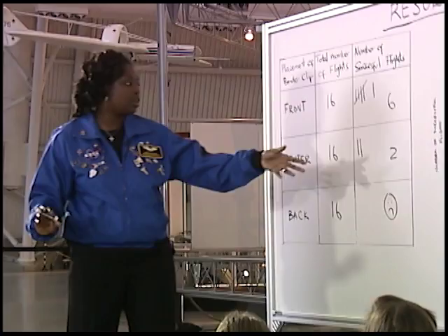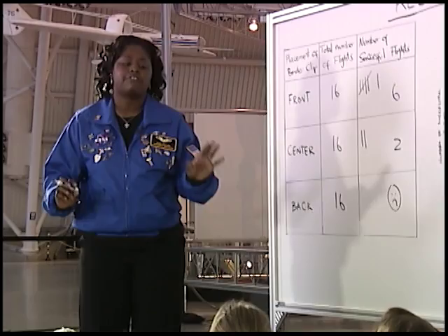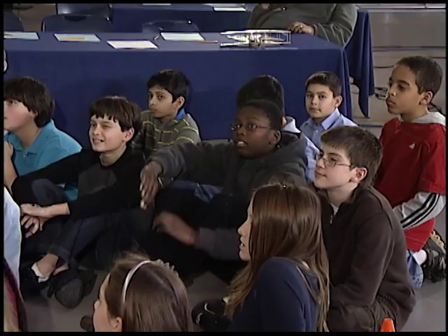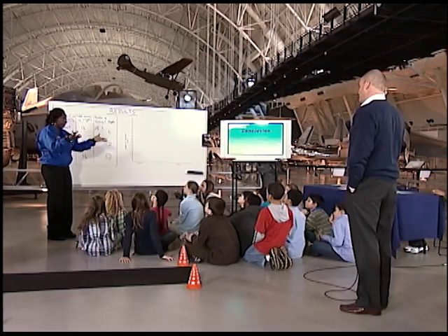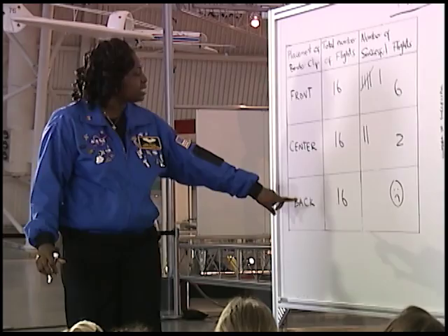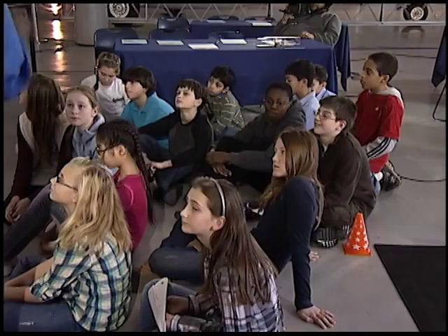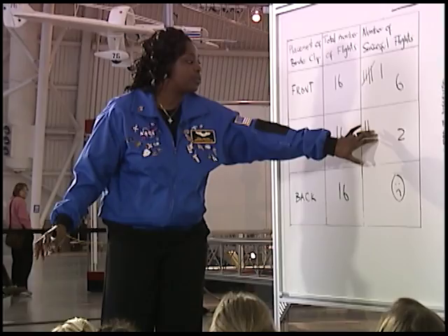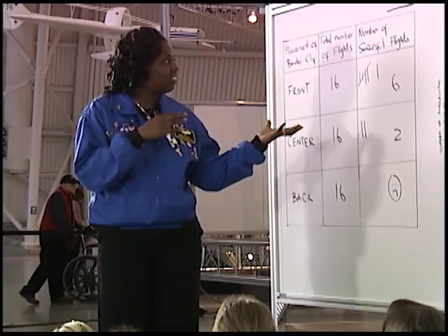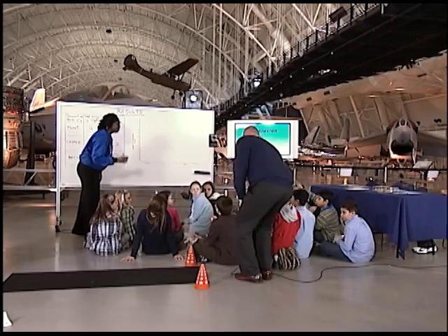How many people guessed that the front would be the more stable plane? Okay, three people. How many people guessed the center would be more stable? Okay, and actually the people with the center scientifically are right, even though our data didn't show it. How many people guessed the back would be the most stable? No takers for the back? Okay, so even though the majority guessed that the center would be the more stable, our data didn't show that. Why do you think our results did not show that it was more stable? What do you think?